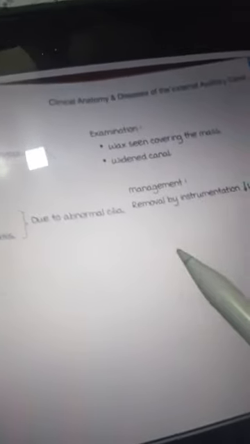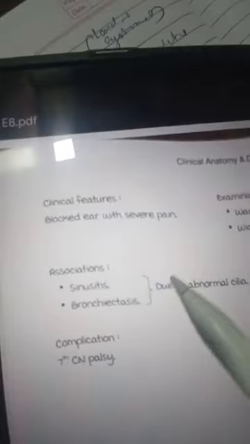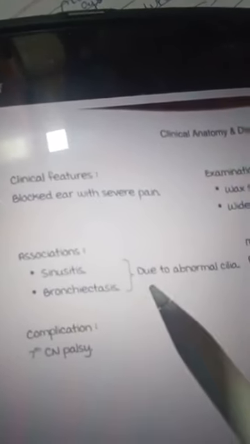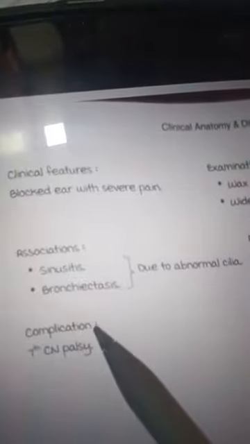Wax is seen covering it, and this wax plus the desquamated onion skin pattern will cause impaction, ulceration, dilatation of the EAC, and severe pain. So for the widened canal, how is it managed? Management is removal by instrumentation under local anesthesia or general anesthesia. This is desquamated mass covered with wax and onion skin pattern appearance. What are the associations? Abnormal cilia, sinusitis and bronchiectasis. The complication is 7th cranial nerve palsy.